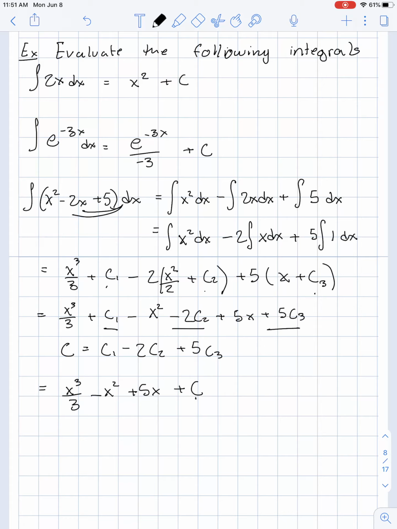Alrighty, so that's it for 4.8 and learning all our antiderivative rules. Next section is going to be 5.3, and we're going to learn a little bit more about what happens if my integral now has some bounds on it and what that's called. All right, I'll see you guys there.